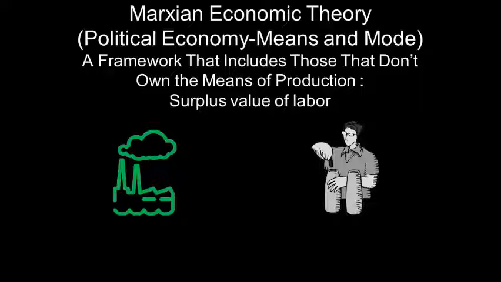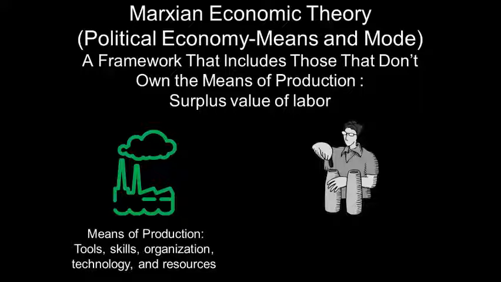The nice thing about Marxian economic theory is that it includes those who may not be able to own the surplus or the means of production. The means of production are the things that you use to produce, so the factories and resources. In this theoretical framework, you have two sides. You have the people that own the means of production. They have the tools, the skills, the organization, the technology. They have all the stuff to make the resource.